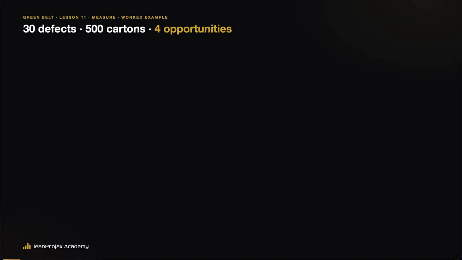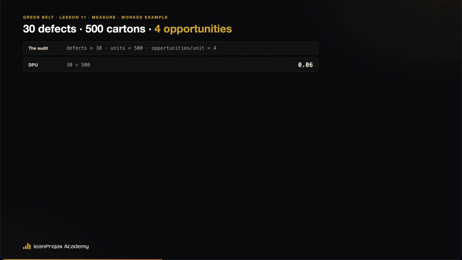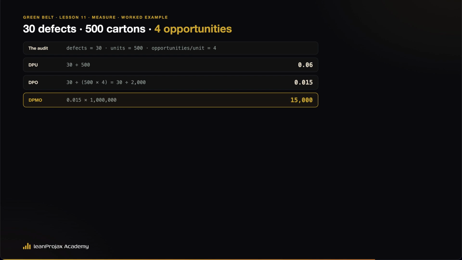Worked example. An audit finds 30 defects across 500 cartons, and each carton has 4 opportunities. DPU, 30 over 500, 0.06 defects per unit. DPO, 30 over 500 times 4, 30 over 2,000, 0.015. DPMO, multiply by 1,000,000, 15,000. 1 number chain, 3 exam answers, 30 seconds.